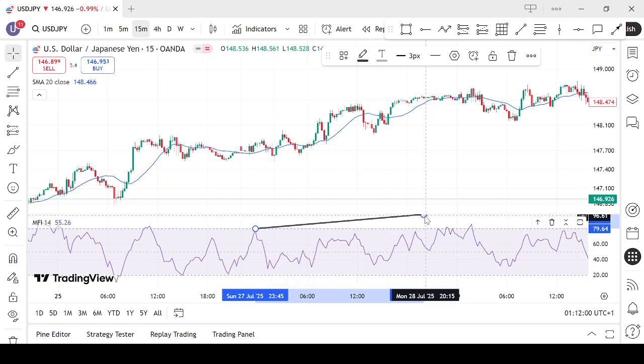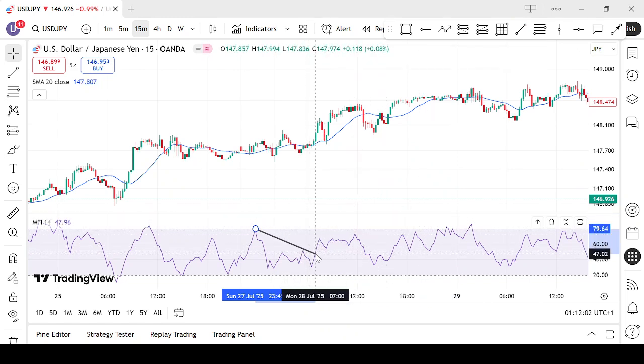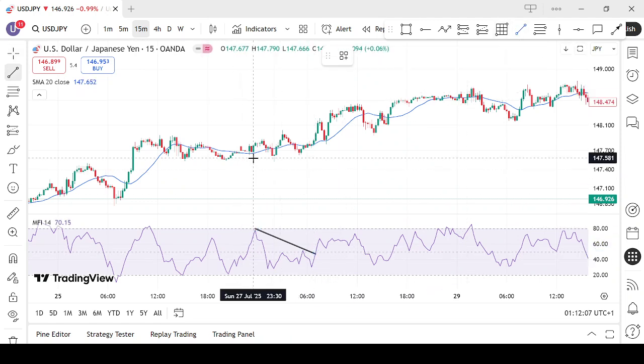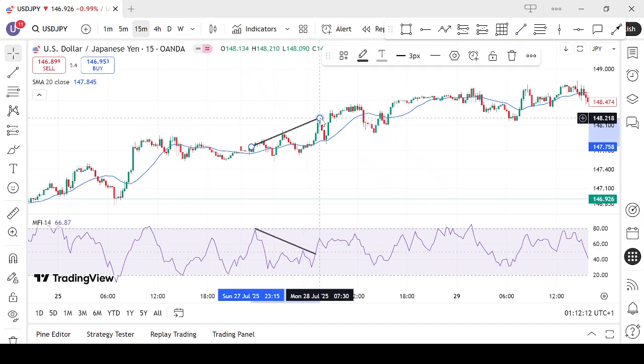Judging from this, you can see at this point in the market, price is trending to the downside. But if you look at this from here, you can see price is going to the upside at this area. This is a divergence. It means that we're expecting a reversal. Instead of continuing to the downside at this area, it is going to go to the upside.